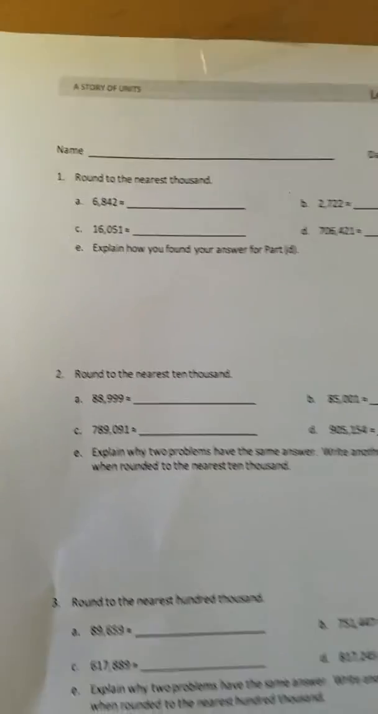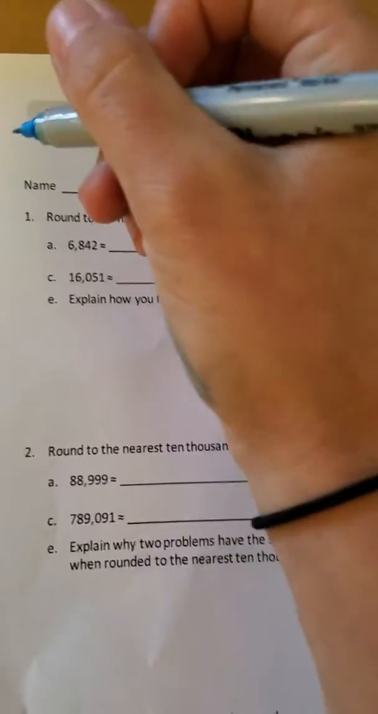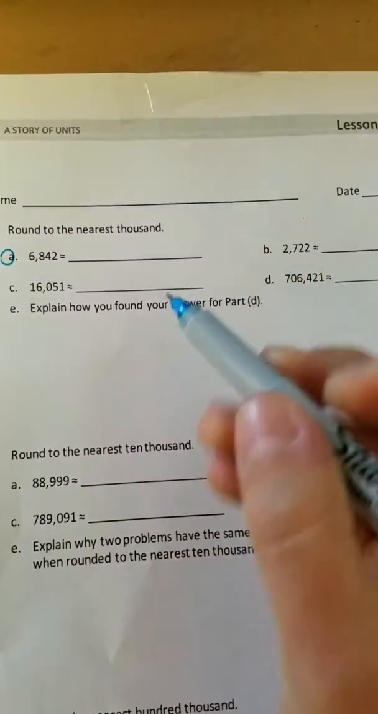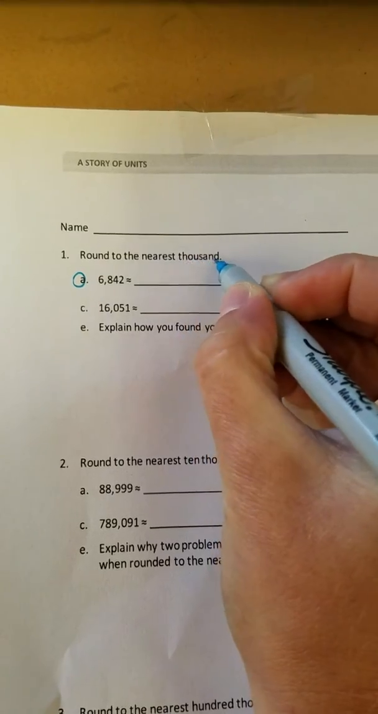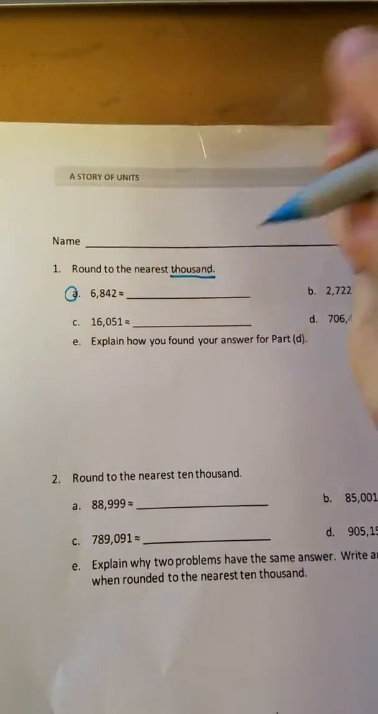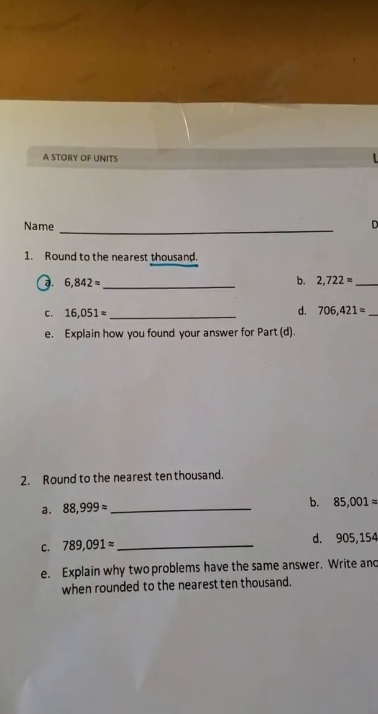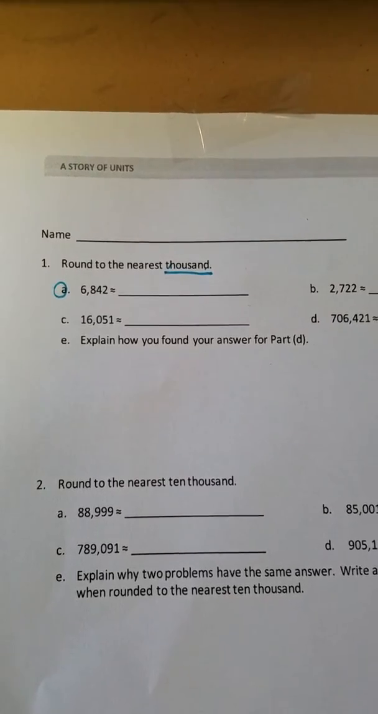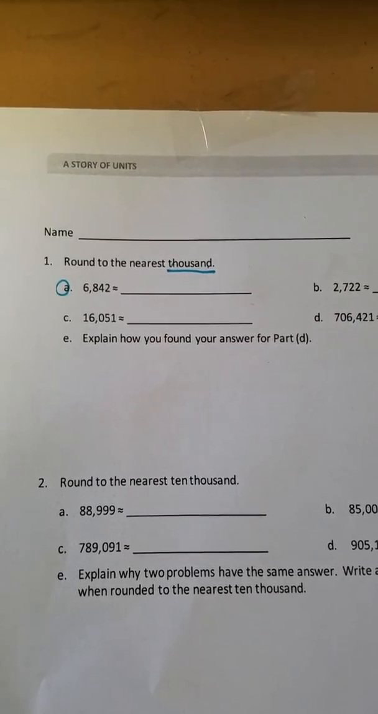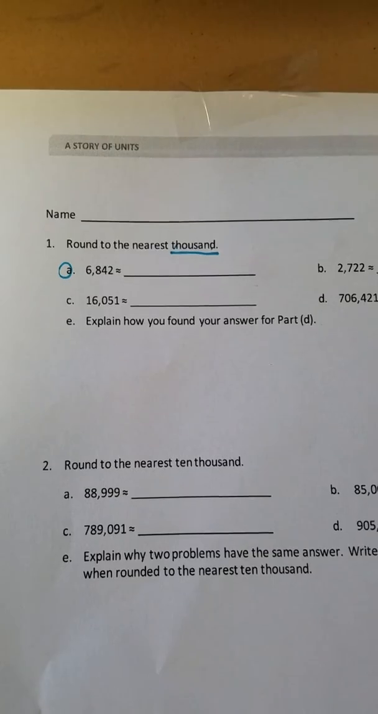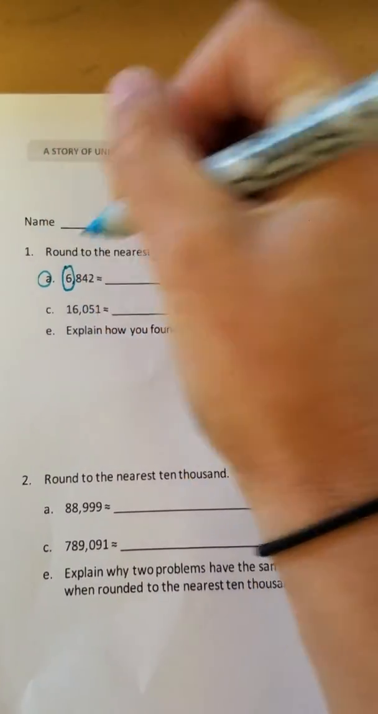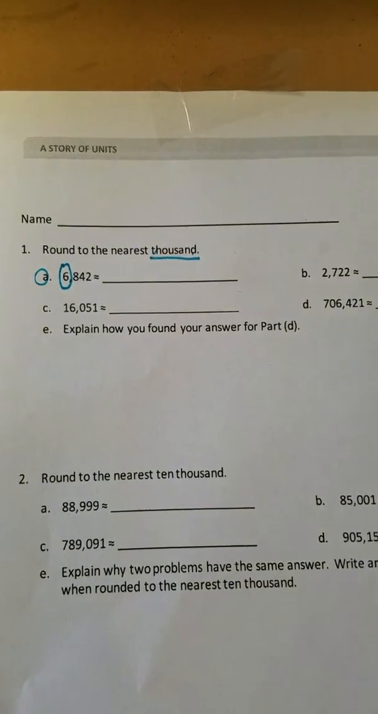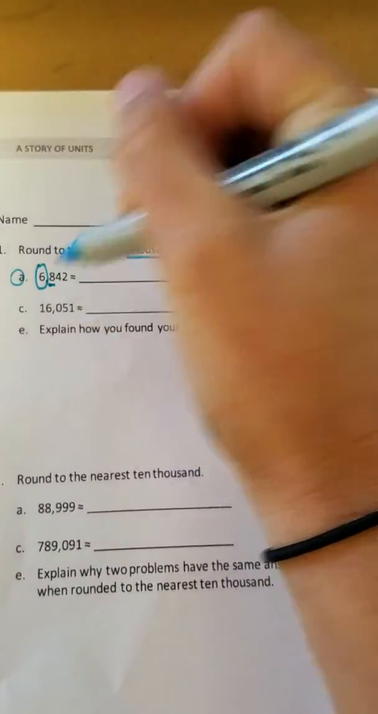So if we look at number 1, let's look at letter A. And we want to round to the nearest 1,000. So make sure you're always looking to see what the directions say as far as where you are going to round to. So our very first step, just like we learned in the rounding rap, is to find the place value and circle the digit. So if I'm rounding to the thousands, I'm going to find the digit in the thousands place, circle it, move to the right and underline it.